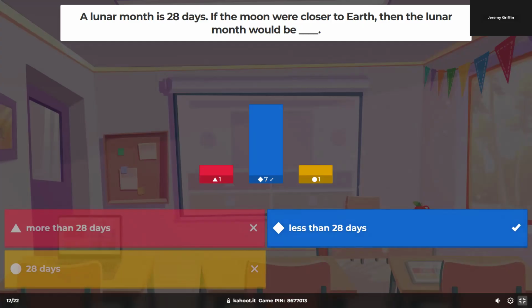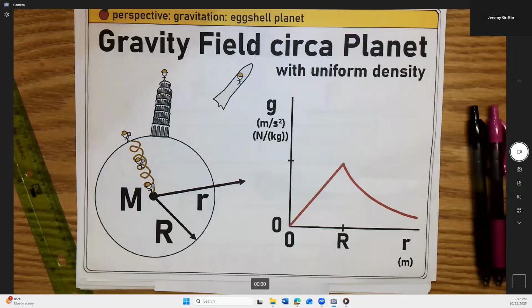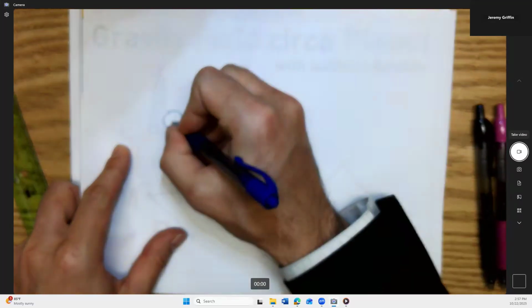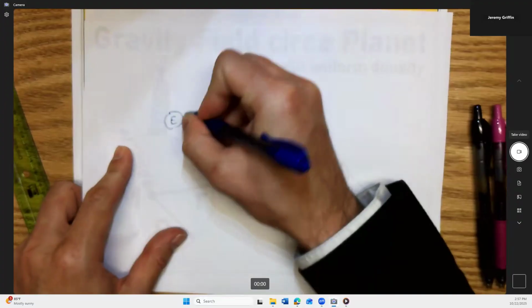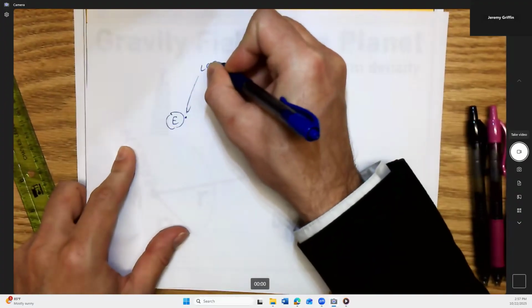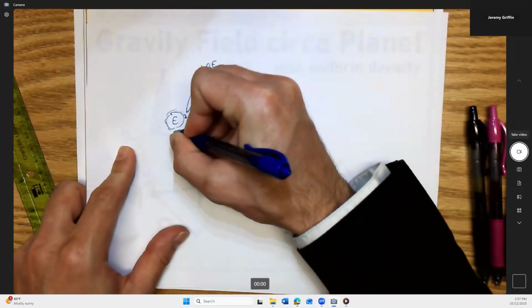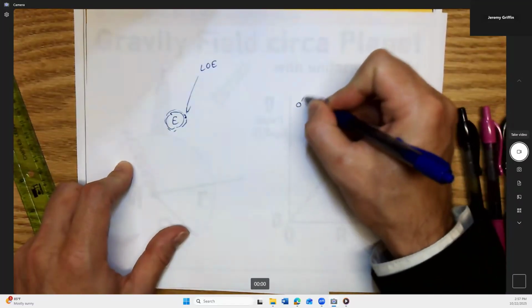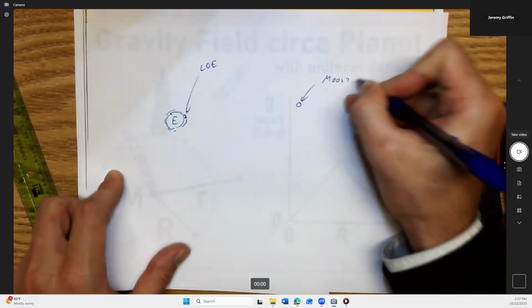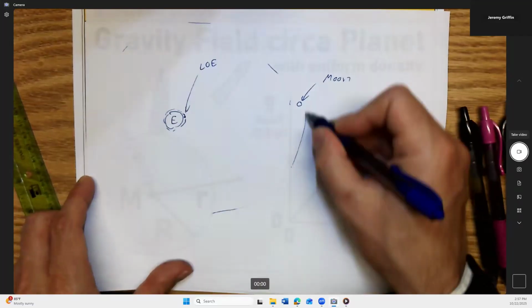Right? Hey, I'll draw this out a bit. Here's the Earth, E for Earth. Here's low Earth orbit, so-called LEO, little satellites. It takes about 90 minutes for that to go around. Here's the moon way out here. It takes 28 days to go all the way around.